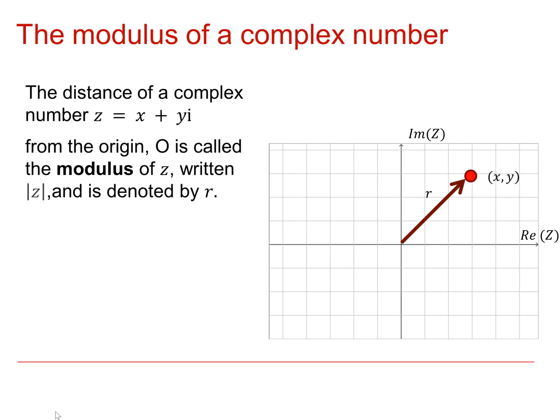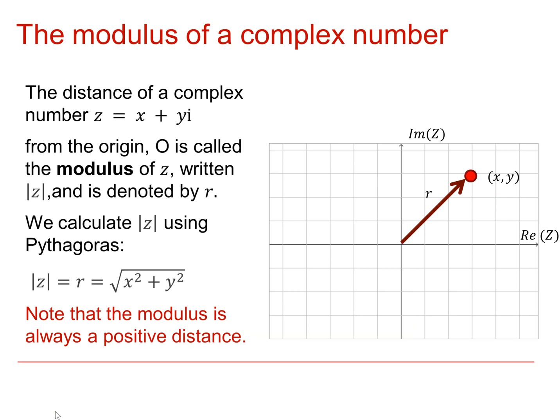We're going to start by defining the two terms modulus and argument. The modulus of a complex number is simply the distance of that number from the origin O. We usually say mod z. And we can calculate mod z using Pythagoras. We just use this triangle here to find that length r.